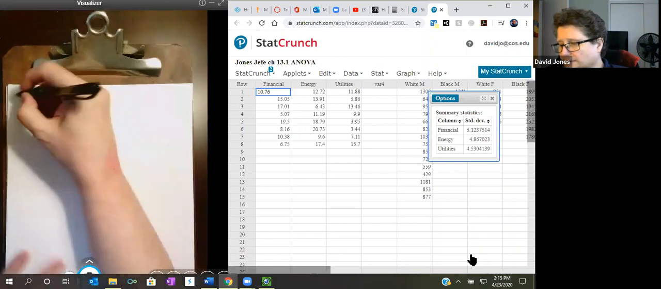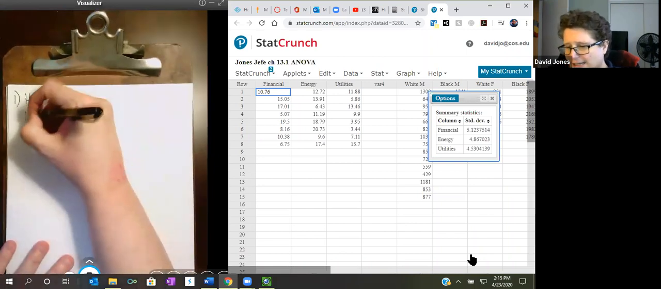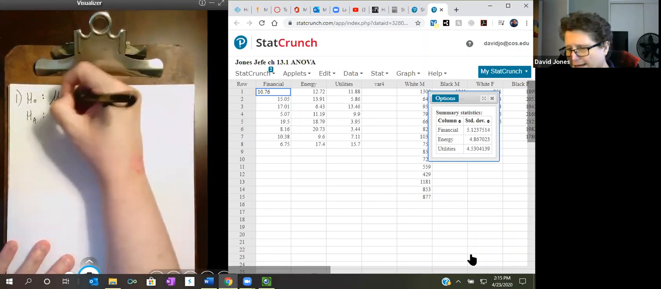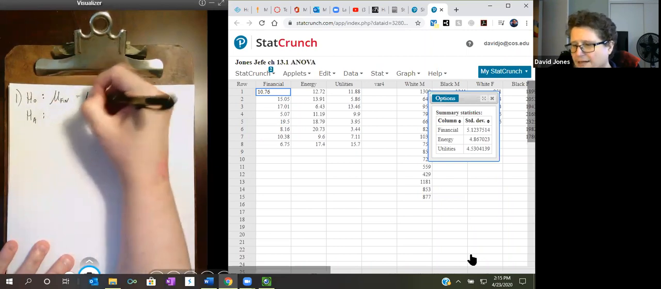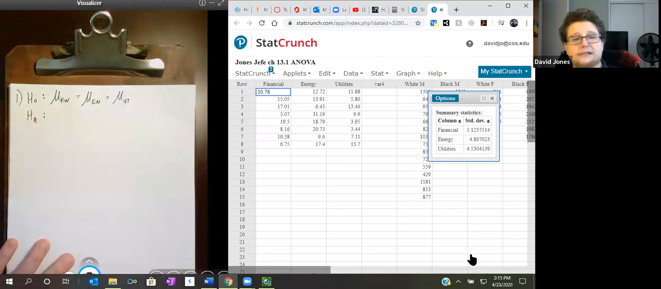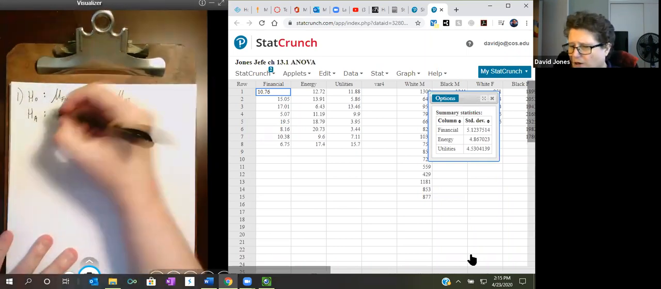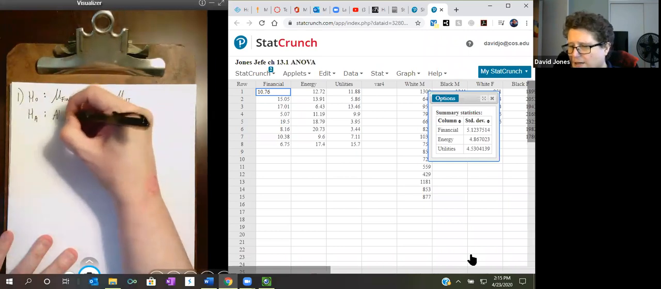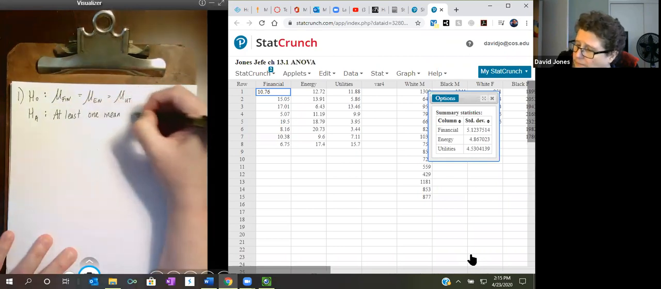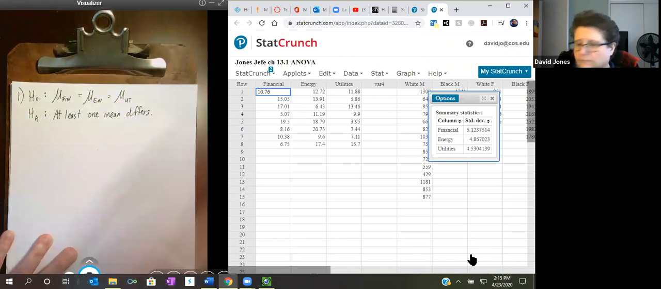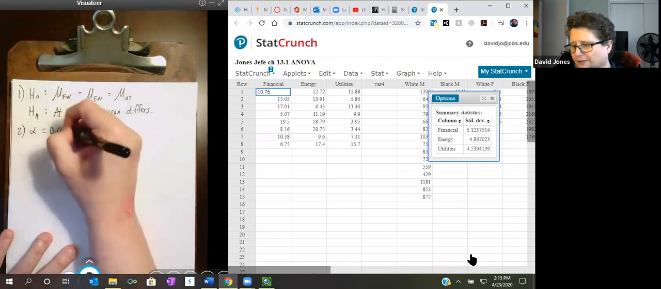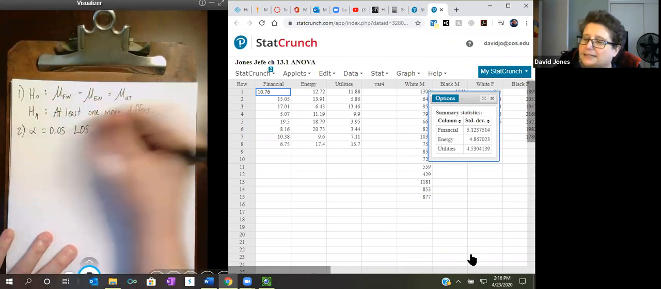Step 1, identify H0 and HA. H0 is the mean of the financial equals the mean of the energy equals the mean of the utilities. The alternate hypothesis is at least one mean differs. The problem gave us alpha. It said 0.05 level of significance.